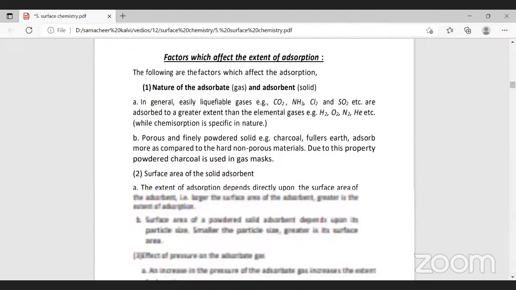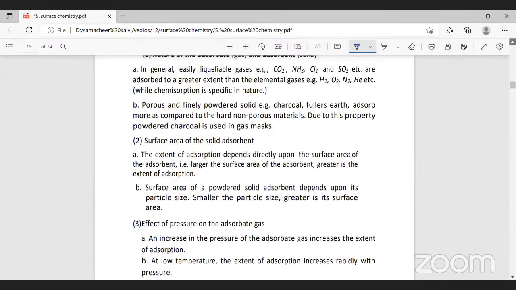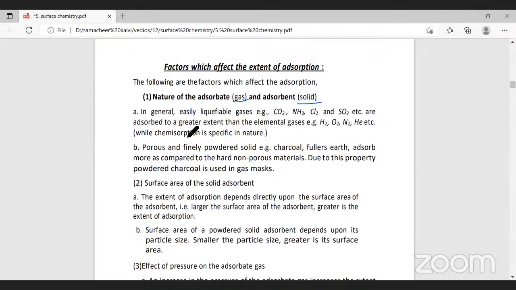Now coming to the next concept, factors which affect the extent of adsorption. The following are the factors which affect the adsorption. First one is nature of adsorbate and adsorbent. Adsorbate is gas and adsorbent is solid. 3-4 cases we have to learn here.